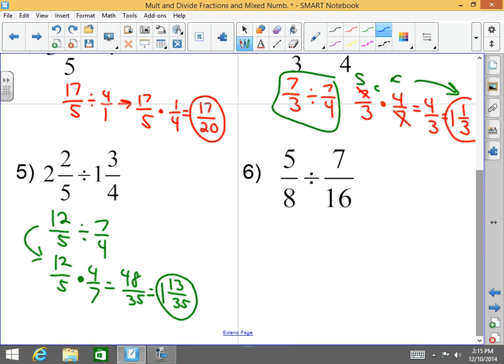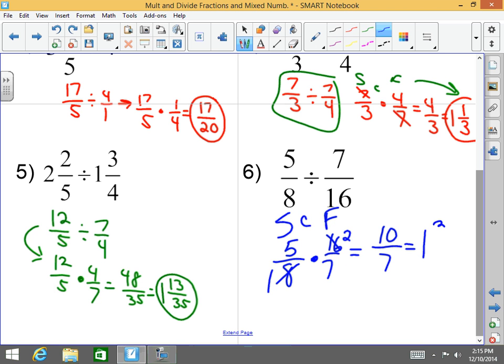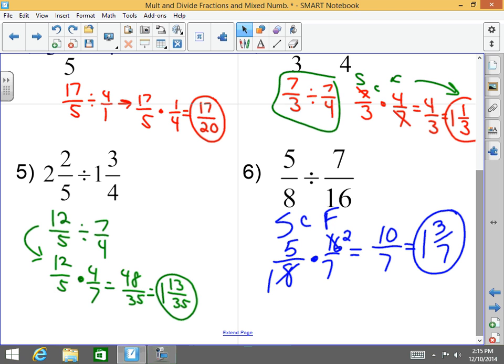And last but not least, I don't have to convert, but I'm dividing, so I got to stay, change, flip. First fraction stays. Change division to multiplication. Flip the second fraction. 8 goes into 8 one time. 8 goes into 16 two times. 5 times 2 is 10. 1 times 7 is 7. 7 goes into 10 one time with 3/7 left over. Does that make sense, my brothers?